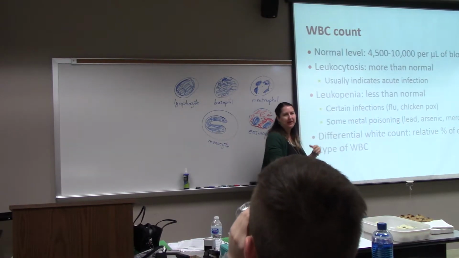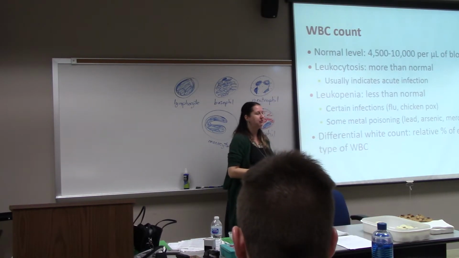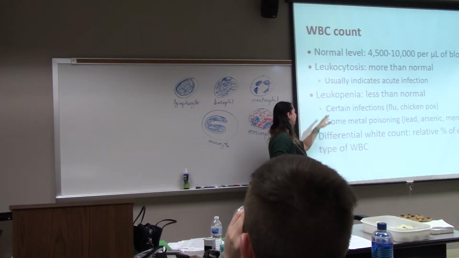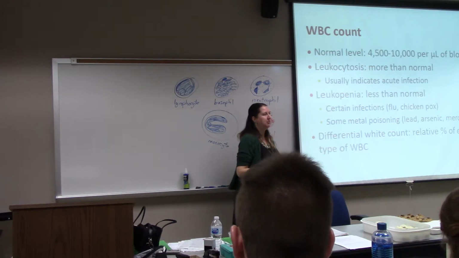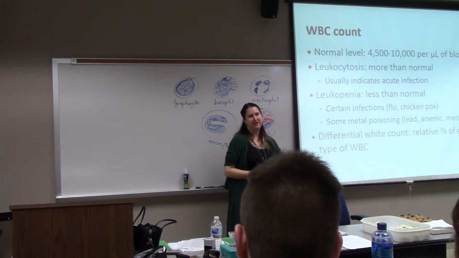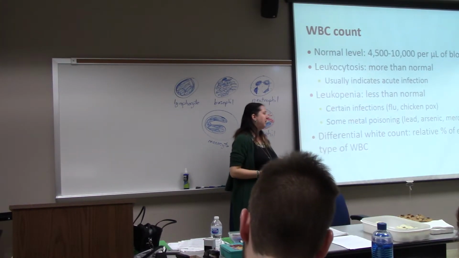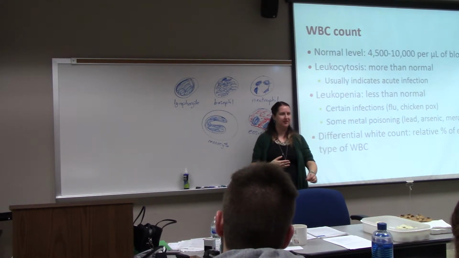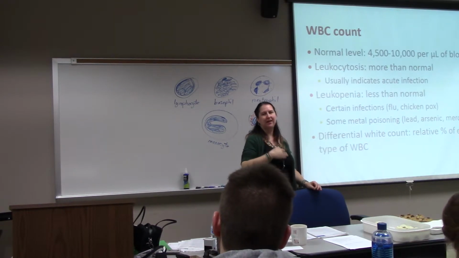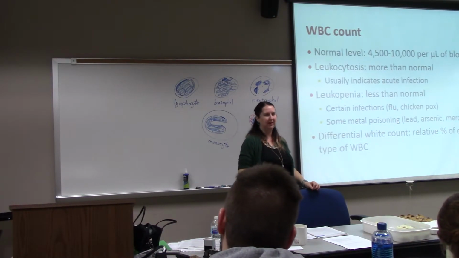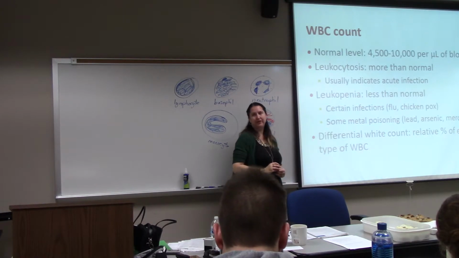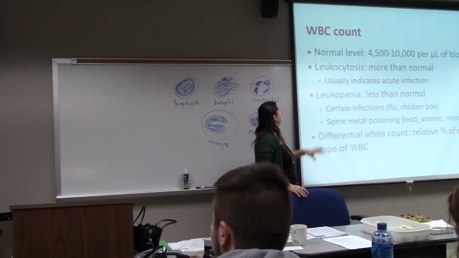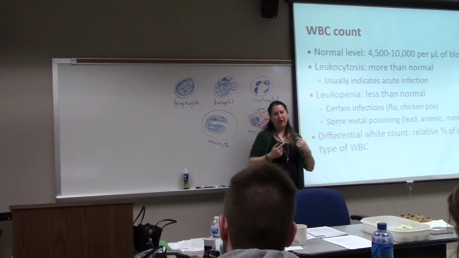Leukopenia, penia means a decrease, so fewer white blood cells than normal. Some infections will cause leukopenia because there's so many of them dying in the fight, like the flu and chickenpox. And some metal poisonings can cause a decrease because they block hematopoiesis in the bone marrow. Lead, arsenic, and mercury are examples. Okay, so those relate to the overall white count.